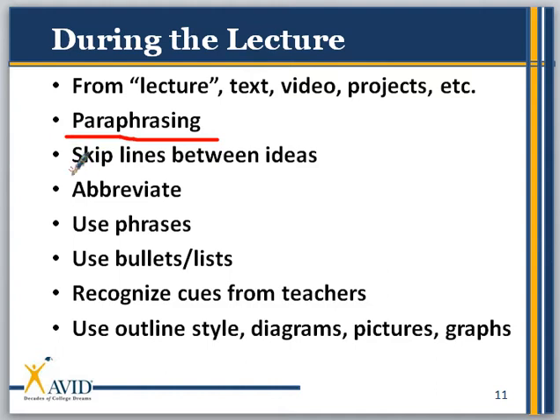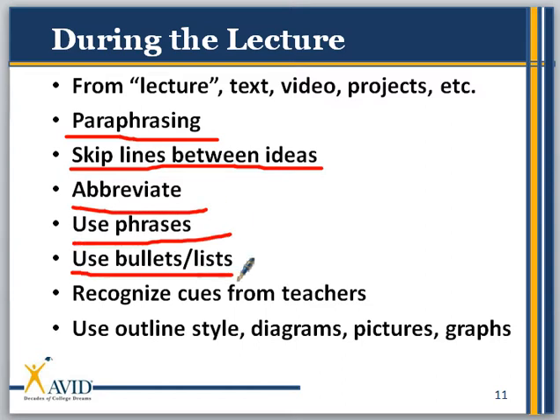When you're doing this, skip lines between different ideas. That'll help separate things so that you're not combining two things. So if you're in math class and you're talking about triangles, there's a difference between talking about the perimeter of a triangle, and sometimes there's a difference between talking about the different angles inside of a triangle. So you may want to skip a line as you're discussing those. You're going to have to learn how to abbreviate, use phrases, and even start using bullets and making lists.